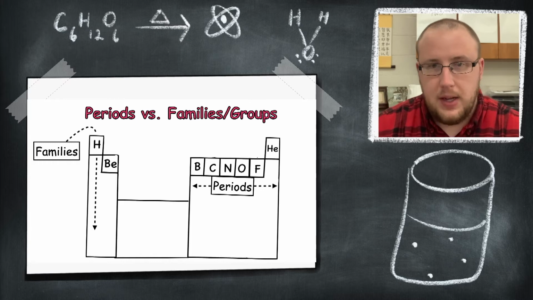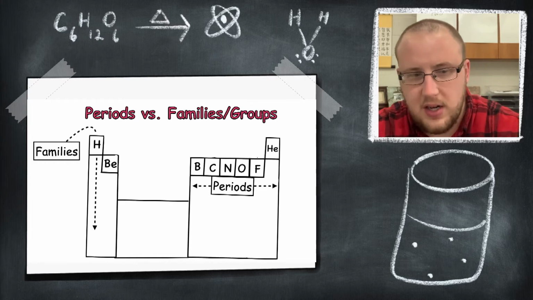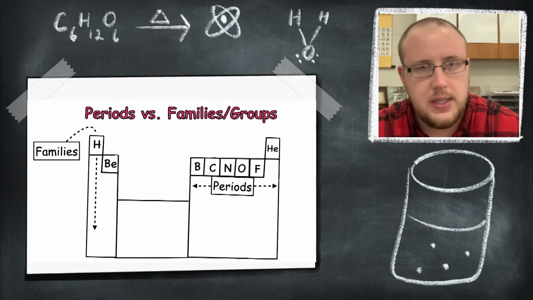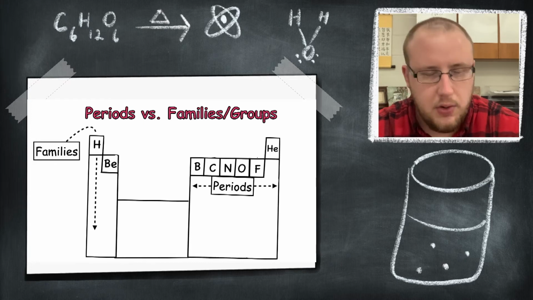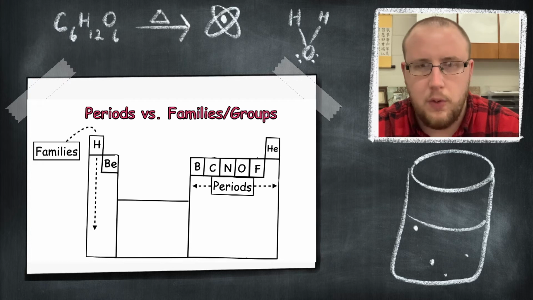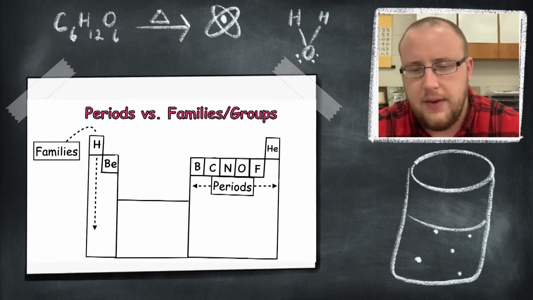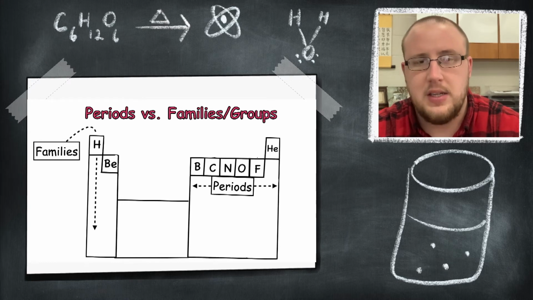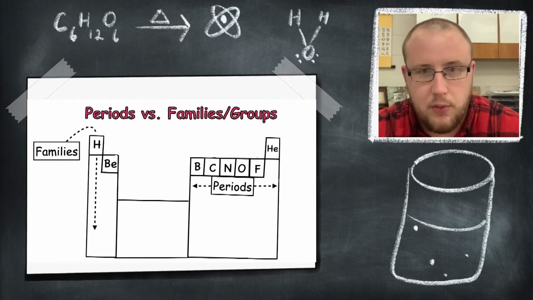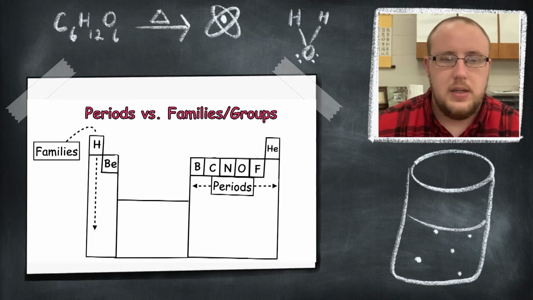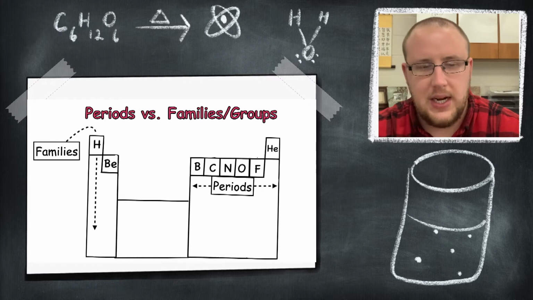That's going to play a big deal. Whenever we start talking about these trends and we say the trend decreases or increases down the family, or as we go from a lower period to a higher period, all that's going to come into effect. Or if we have a question that says rank these elements within this period, and we might throw in an element that's not within that period. So keep all this in mind. This verbiage is important.